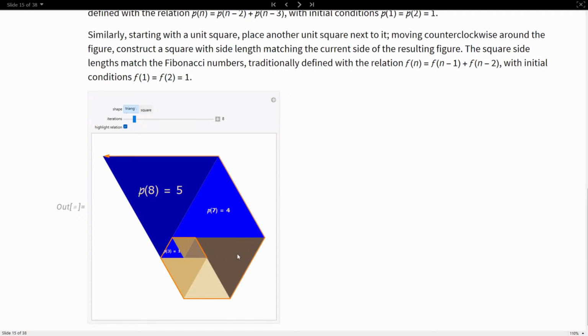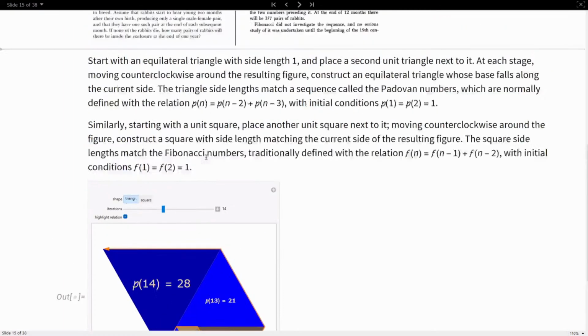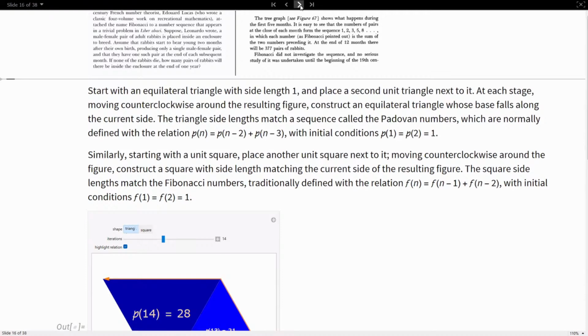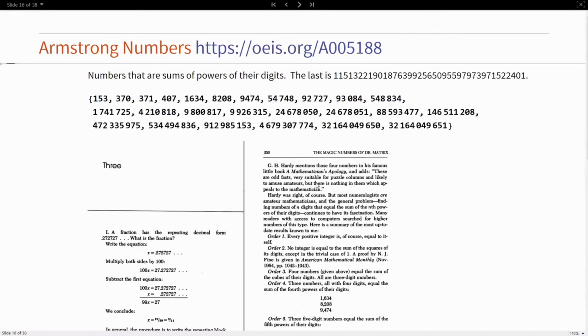1, 1, 1, 2, 2, 3, 4, 5, 7, 9, 12, 16. That's the Padovan sequence. He also talked about Armstrong numbers without mentioning that particular name. That's the numbers where the sum of the digits to a particular power is equal to the number itself. For example, 1 to the fourth plus 6 to the fourth plus 3 to the fourth plus 4 to the fourth is equal to 1,634.